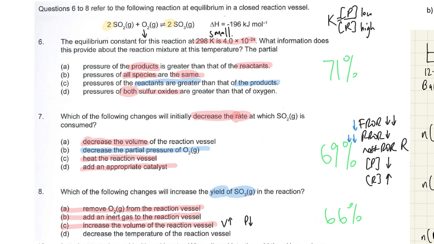Okay, so therefore I have a net forward rate of reaction, therefore the products are going to go up and the reaction is going to go down, and that's what I want. I want the SO3 to go up, the products to go up. Okay, so that's why that one is the correct one there, right? But what is the point of this?